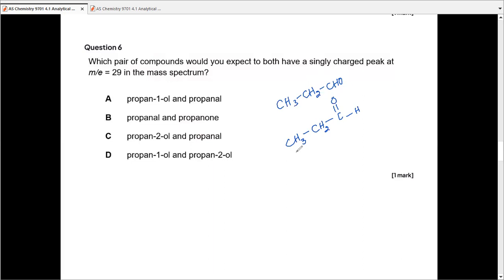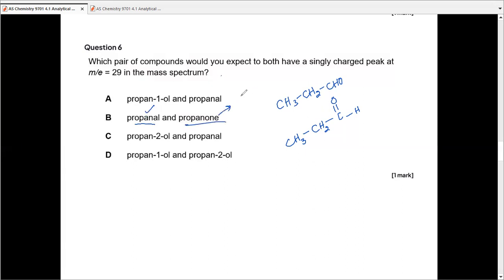How come? Propanal is 29 and propanone is also 29. And which fragmented part are we talking about in case of 29, which is CHO, possible in both ones? CHO. Would you get CHO in propanone? Okay, you will get a CHO over here.